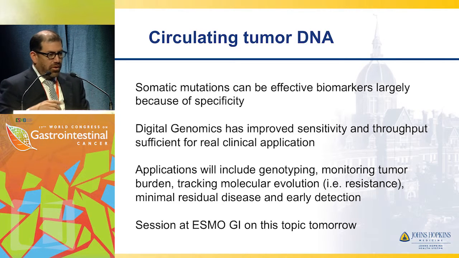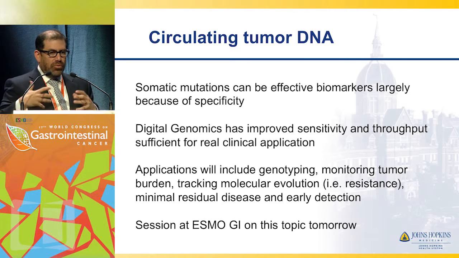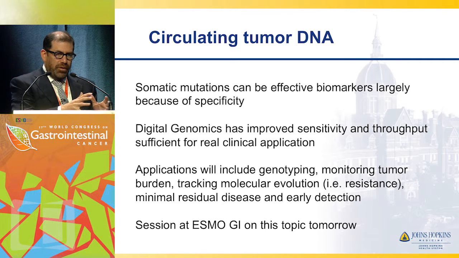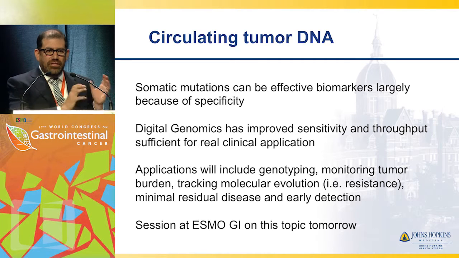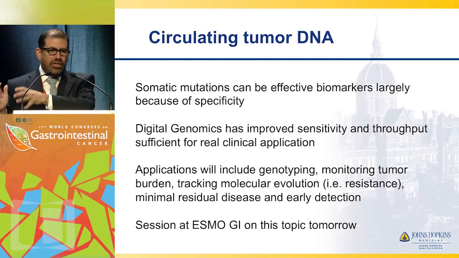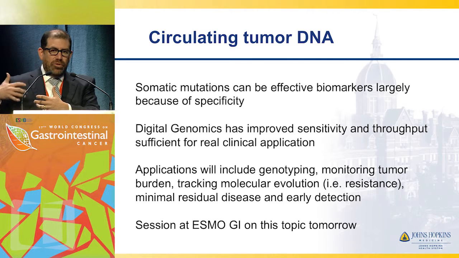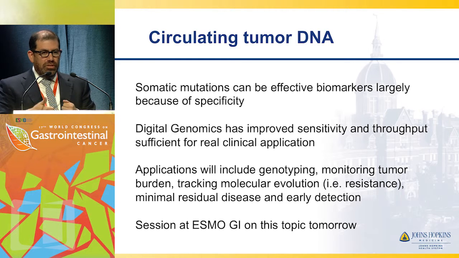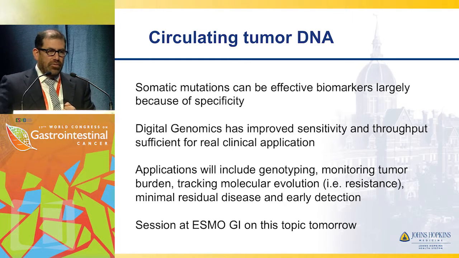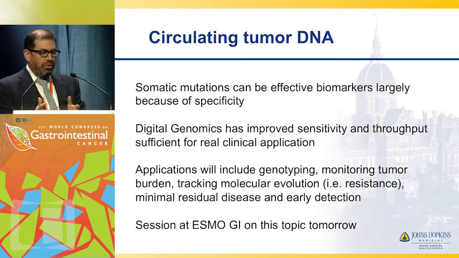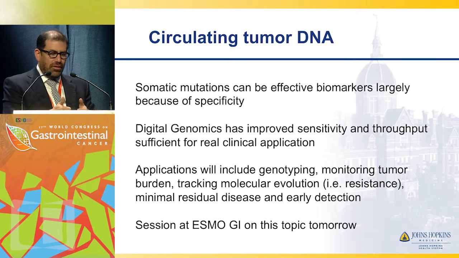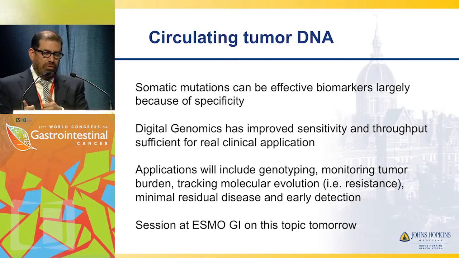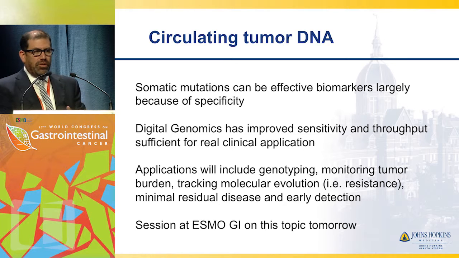And so, to summarize, mutations can be effective dynamic or soluble biomarkers largely because they're specific. Unlike things like PSA or CEA or CA125 or CA19-9, which are non-specific and are secreted by normal cells, these are only secreted by tumor cells in large quantities. I didn't go into this either, but digital genomics, next-generation sequencing, is really allowing us to bring this to the forefront, decreasing costs and increasing throughput. And applications will be not only genotyping and monitoring tumor burden, but we can also track the evolution of resistance and potentially look at minimal residual disease and early detection. And so there's a session tomorrow at ESMO where we'll go into greater detail about this technology.